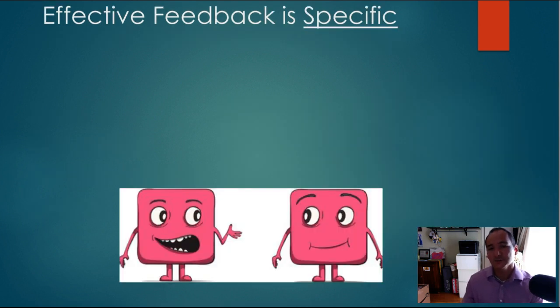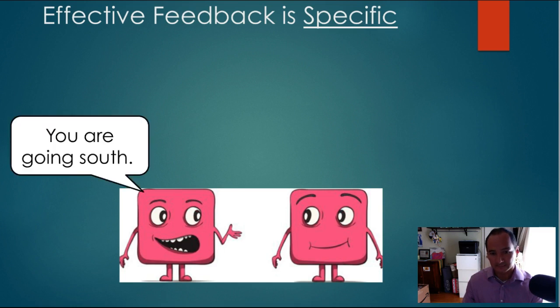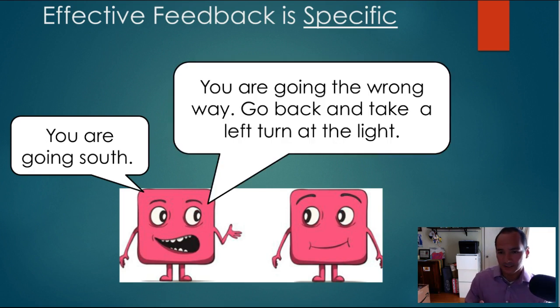Effective feedback is also specific. What does that mean? Well, take these 2 cartoon characters. This one says, you are going south. Well, that's just information. If, on the other hand, the character says, you're going the wrong way, go back and take a left turn at the light. Well, that's information that is both much more specific, but also provides some direction and some suggestions for improvement. And as teachers in medicine, that is something that we're going for. Specificity, as well as direction, and when appropriate, suggestions for improvement.